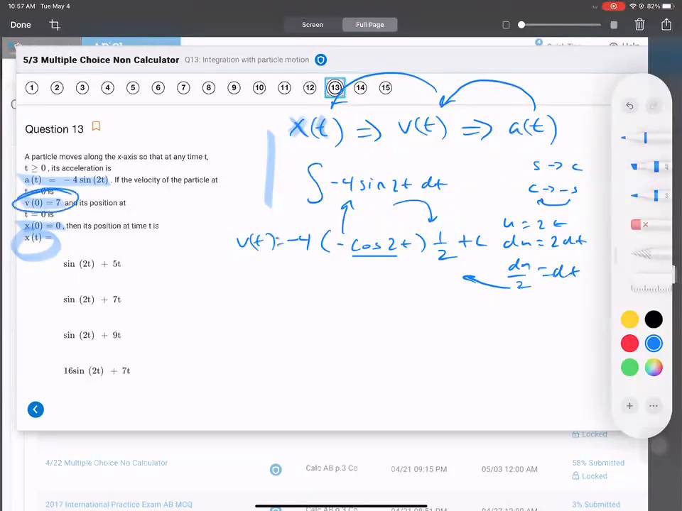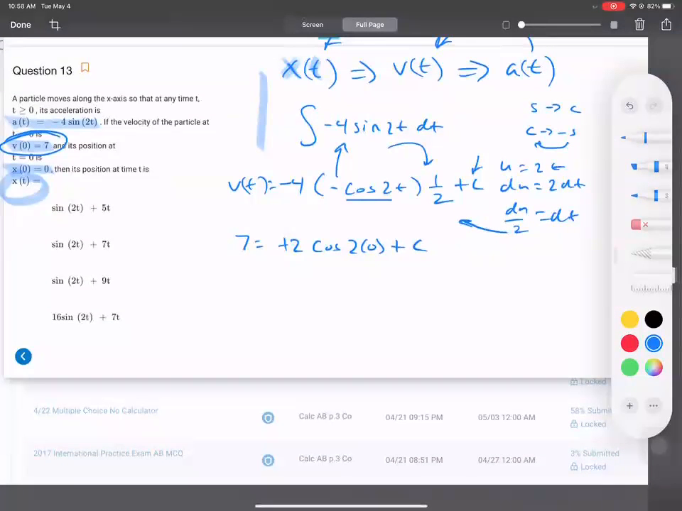They told us the initial condition. If t is equal to 0, the answer is 7. So 7 is equal to, I'm going to combine this, 2 cosine of 2 times 0 plus c. We have to solve for c before we can take that step back, because we have to figure out what the original velocity equation is before I take the integral again.